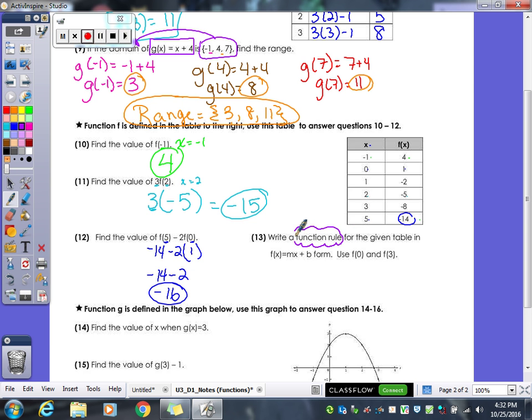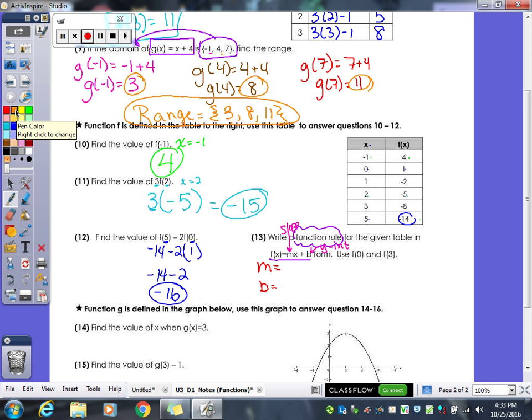So next they're telling us to write the function rule, and they gave us a format to follow. F of x equals mx plus b. We've done a lot of work with this. M is our slope. B is your y-intercept. We just finished this unit on this. So those are the two things we need to know in order to write our function rule. We need to know slope and we need to know the y-intercept.